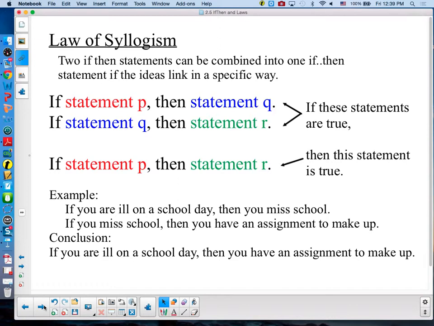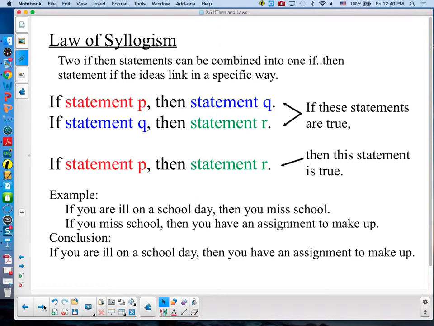If you give a mouse a cookie, then you'll ask for some milk. If he asks for some milk, then he will need a napkin. If he needs a napkin, then he'll need a trash can to throw it away. So the whole book goes through that: if this happens, then this happens, then this happens. If you summarize that whole book, you would say, if you give a mouse a cookie at the beginning, then he's going to need a trash can. That's the idea of syllogism.